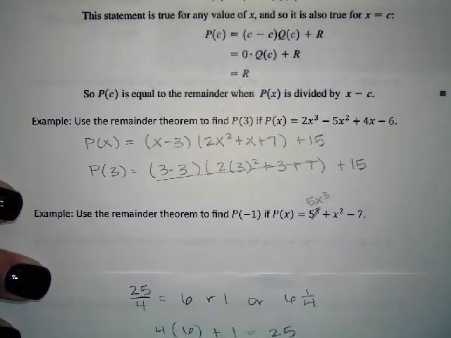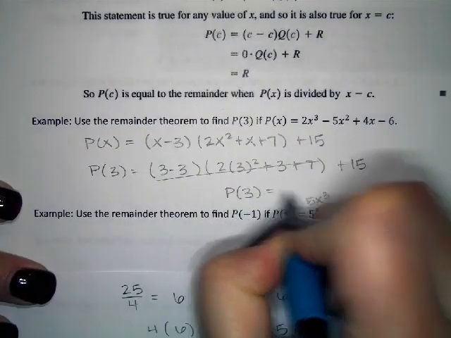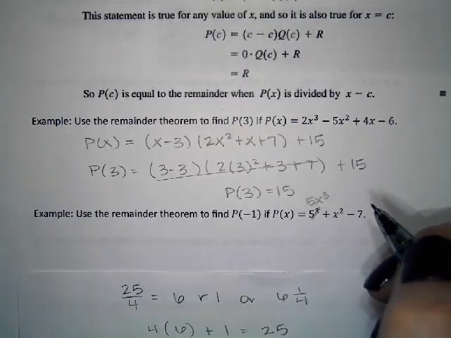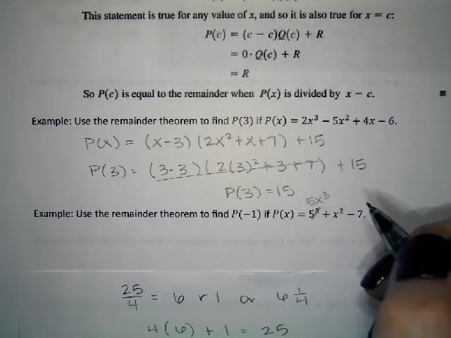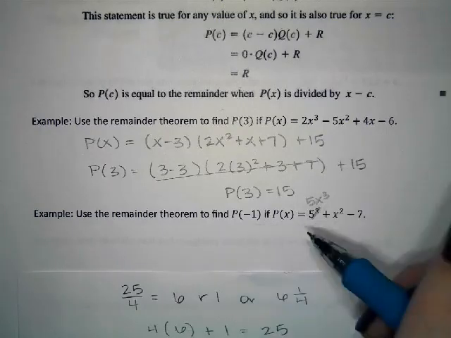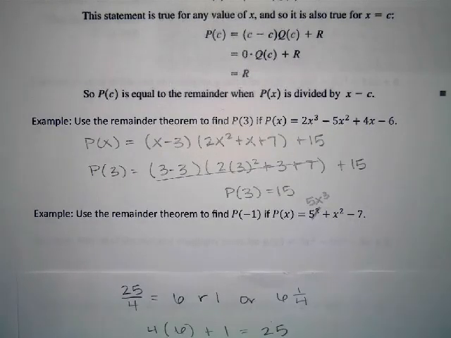You don't have to memorize how that works. All you have to remember is that if I want to find out what a function is evaluated at a specific number, I can just do synthetic division, find the remainder, and that's the answer. Okay, so I'm going to walk you through this a couple times and make sure that we understand what's going on here. So this says use the remainder theorem to find p of -1.